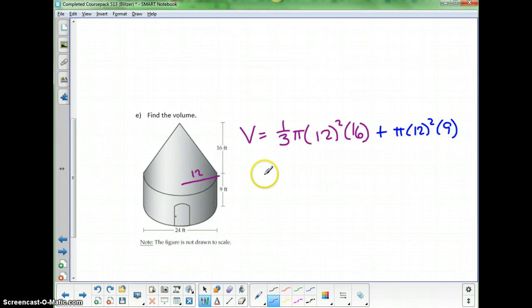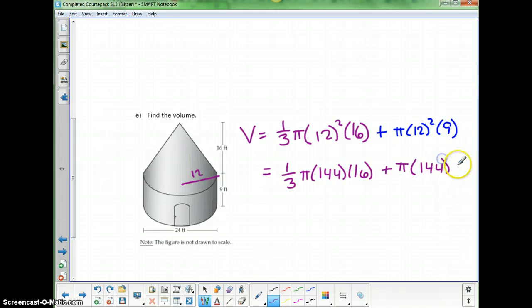So the exact answer here would be 1/3 pi times 12 squared is 144 times 16 plus pi times 144 times 9.